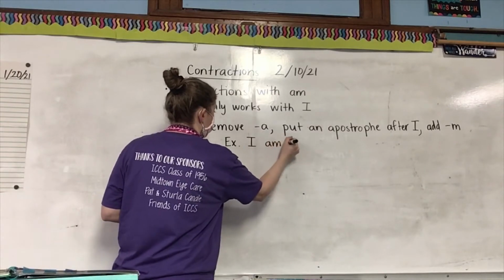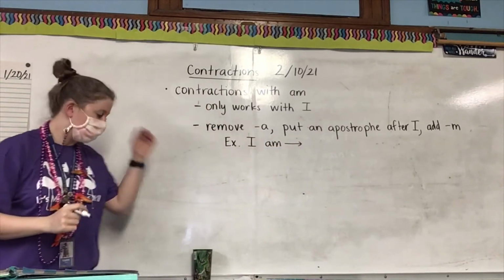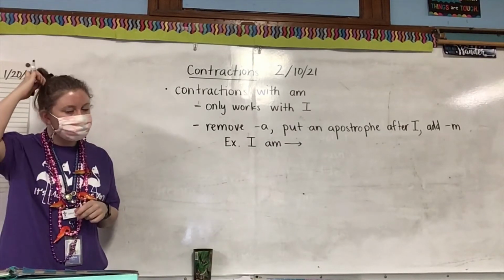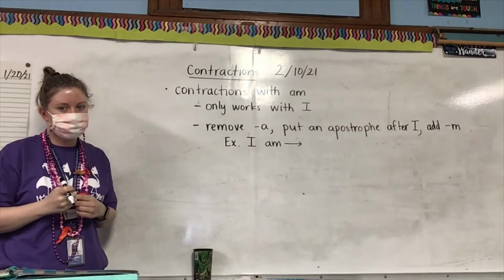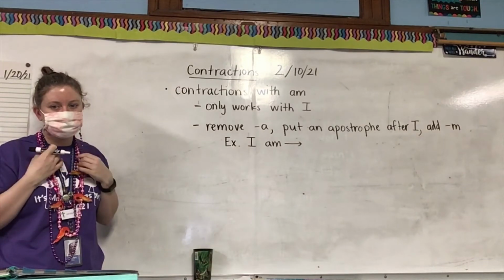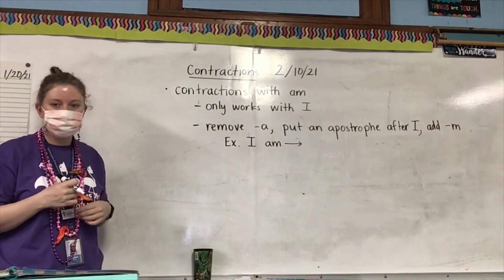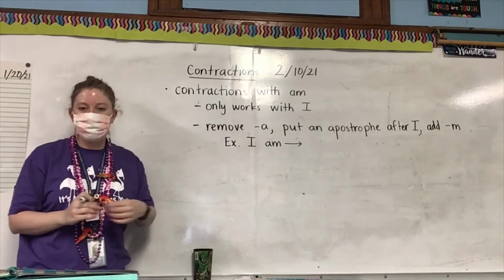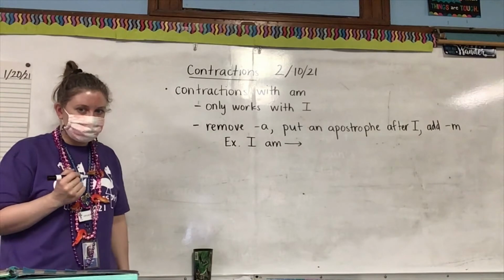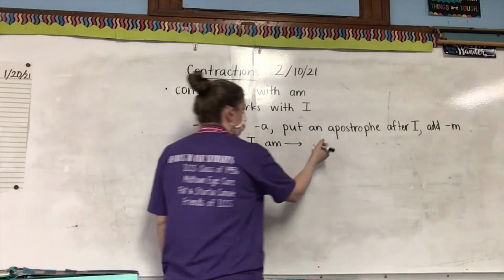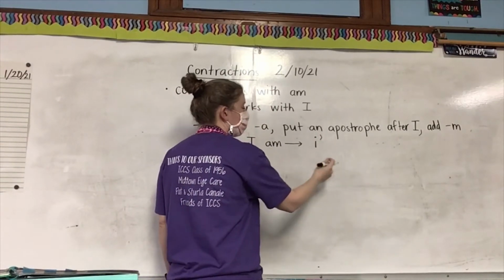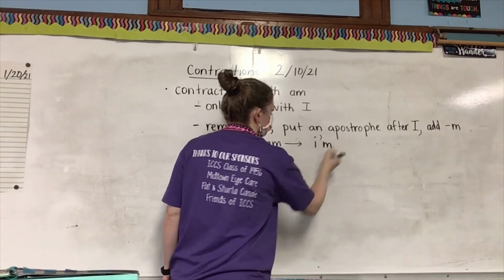I am becomes what? Zari. I am becomes what word? Tell me the word. I'm. How do I spell it? I-'-M. We put our first word I, we put an apostrophe at the end, and then we add the letter M.